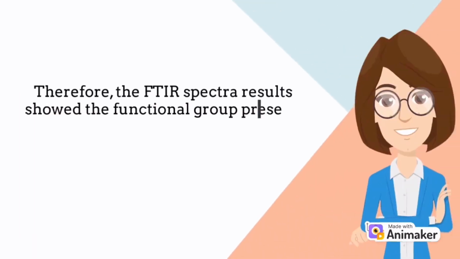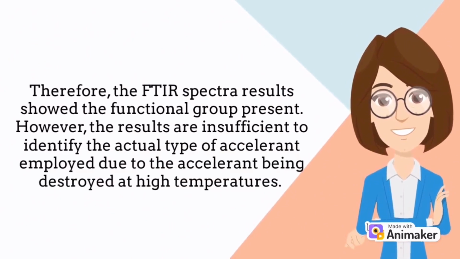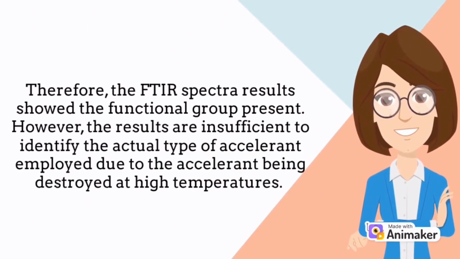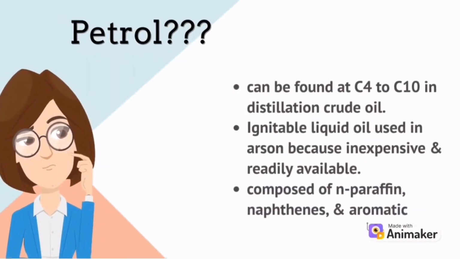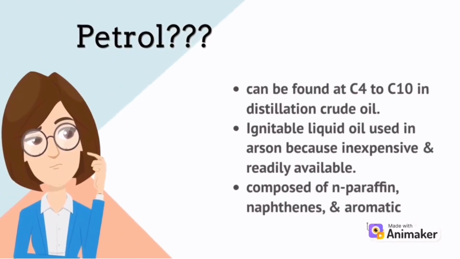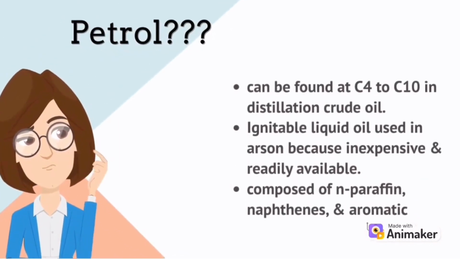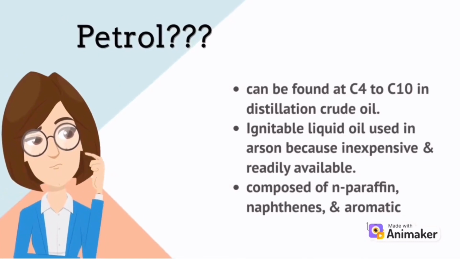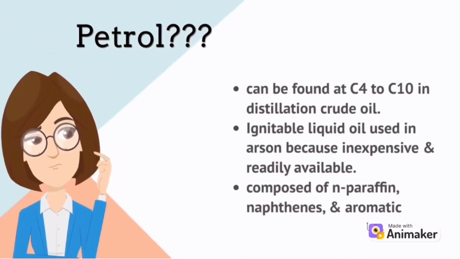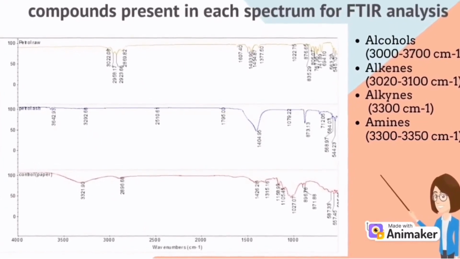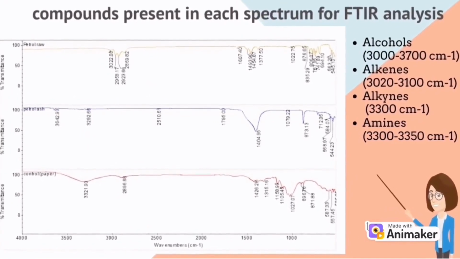Therefore, the FTIR spectra results show the functional groups present. However, the groups are insufficient to identify the actual types of accelerant employed due to the accelerant being destroyed at high temperature. Petrol can be found at carbon 4 to carbon 10 in distillation of crude oil. Petrol is an ignitable liquid used in arson because it is inexpensive and readily available. Petrol is composed of n-paraffin, naphthalene, aromatics, and isoparaffin. The compounds present in the FTIR analysis of petrol are alcohols, alkenes, alkynes, and amines.